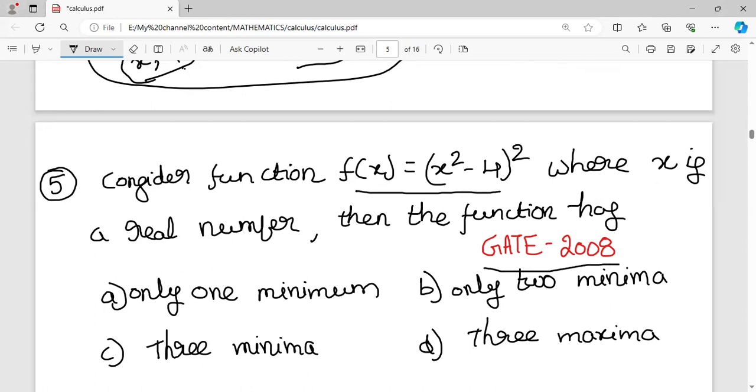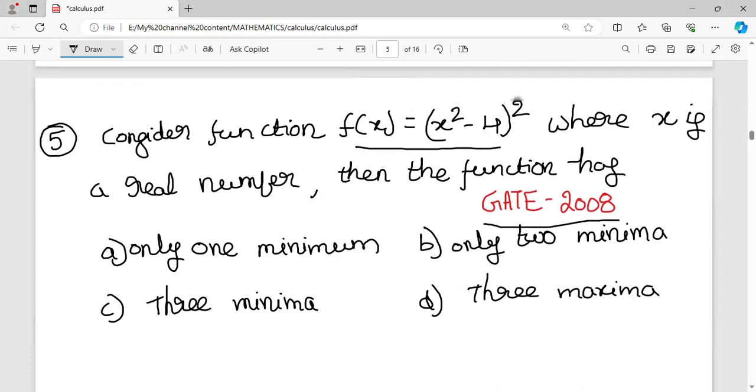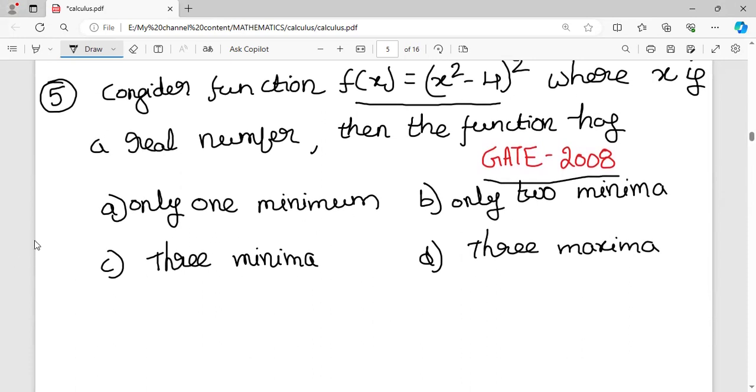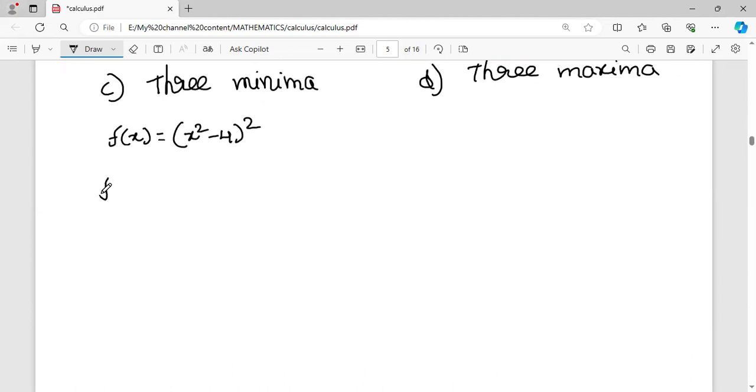Now, how can you solve it? Whenever they ask about maxima and minima, first of all, you should consider the function. So what is the function? That is f of x equal to (x square minus 4) whole square. The first step is we have to find the first derivative, that is f dash of x. So you have to find the first derivative.